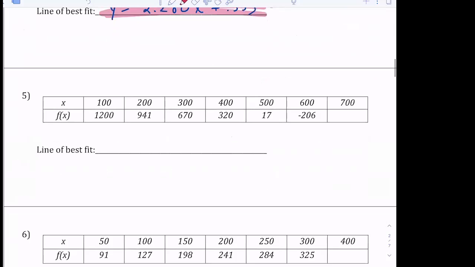Now, I asked you to do number 5 also. Hunter, go. For y equals negative 2.9 times x plus 1,505.53. Hold on. Anybody else? Yeah, I got that. Good on that? All right. And then 700 would be what? Negative 524.47, somewhere around there. Is everybody good?